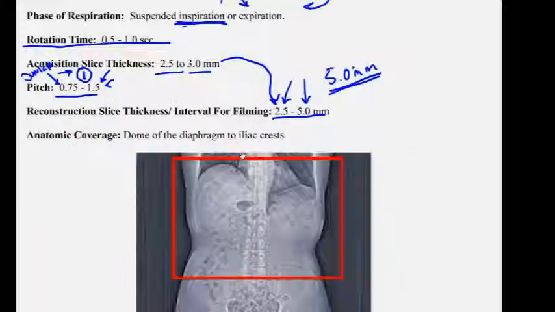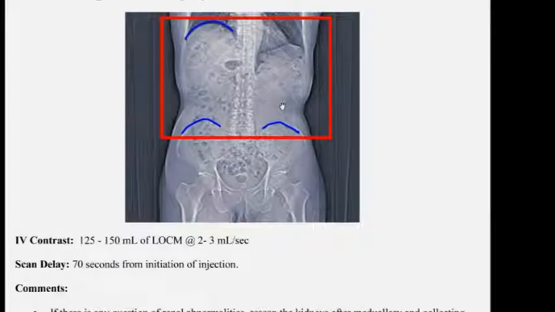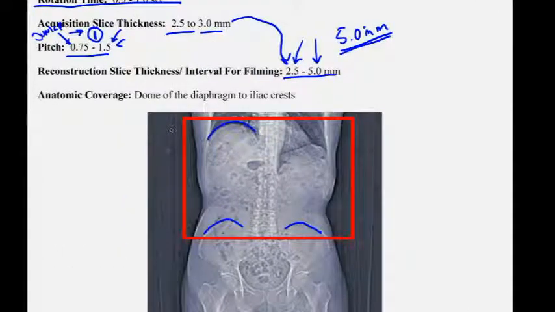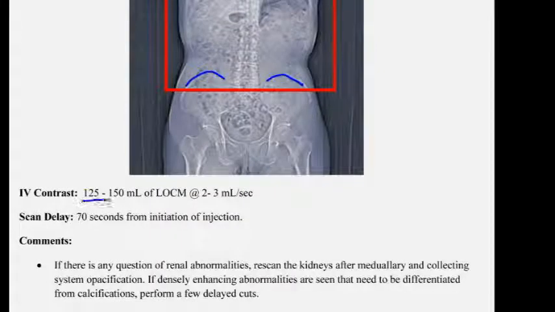Reconstruction slice thickness we've already talked about. So that brings us to the anatomic coverage, which is the dome of the diaphragms to the iliac crest. Pretty much just what a routine abdomen will be. Remember I said that we go slightly above the diaphragms simply because we're not guaranteed whether the patient can breathe in that deeply or more deeply. So it helps us get all the adjacent anatomy.